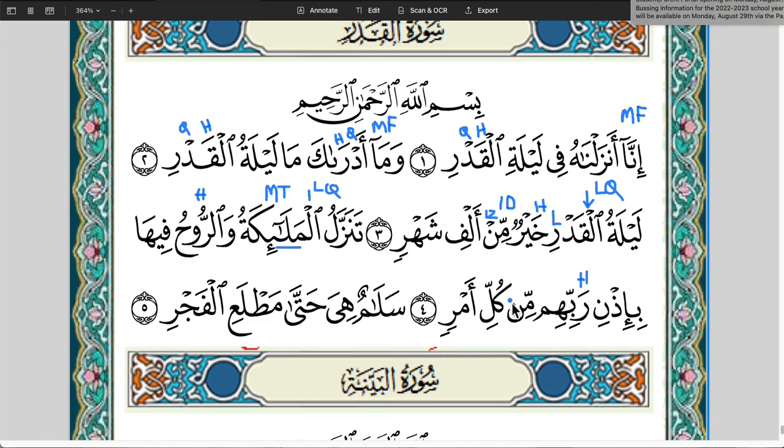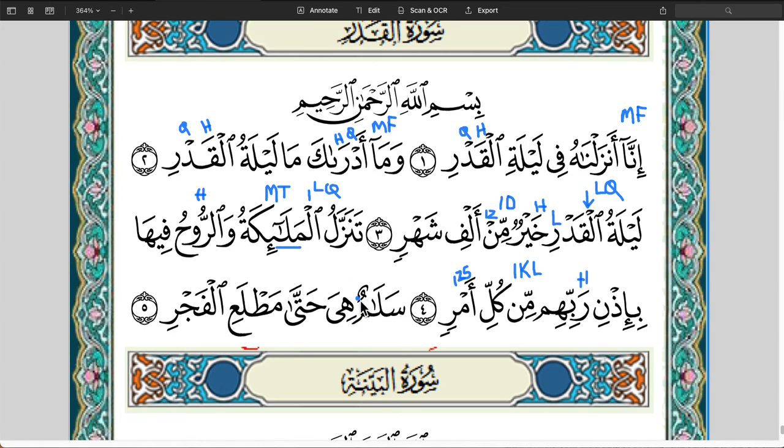من كل أمر. We have a rule of nun sakin here followed by kaf. It is an ikhfa letter, and it is light because kaf is not heavy, it is light ikhfa. So we will not say min kulli, no, min kulli, light ikhfa. This is idhar shafawi. Amr.